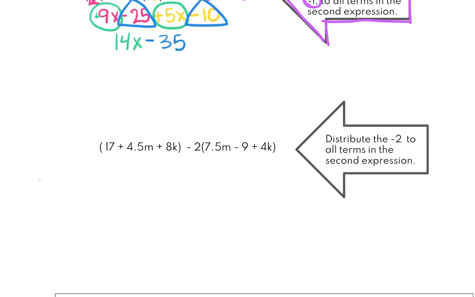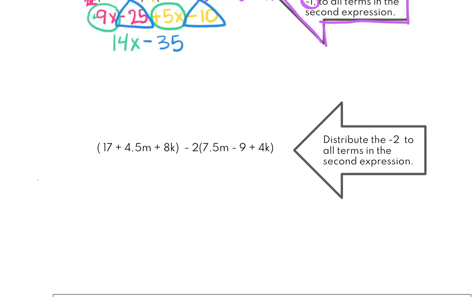With the next example, there is a coefficient other than 1. So right here, we have a -2 times that expression. Again, to start, there's a 1 right here, so we can just rewrite 17 plus 4.5m plus 8k. Nothing is going to change because there's just a 1 coefficient here. Where the change happens is with this -2 that we are going to distribute here.